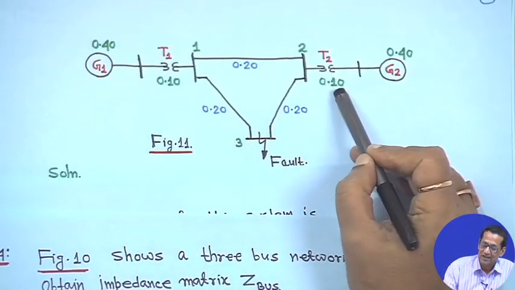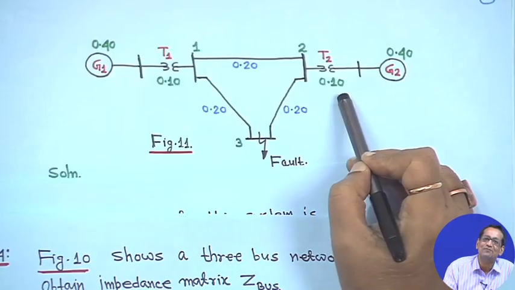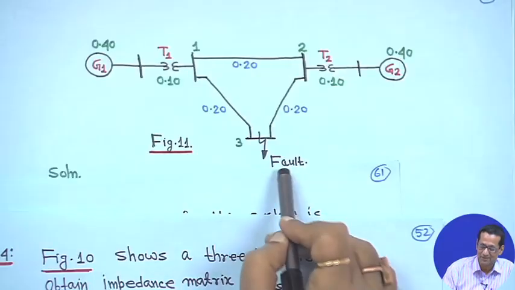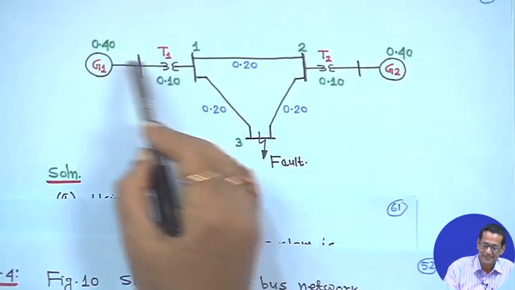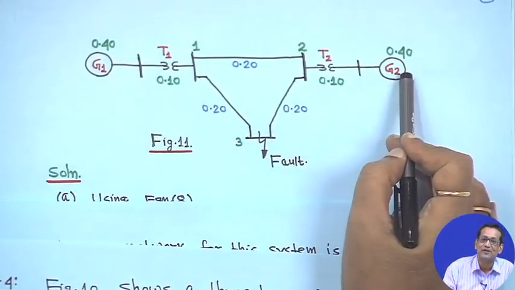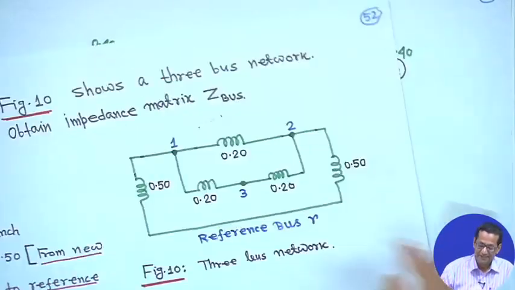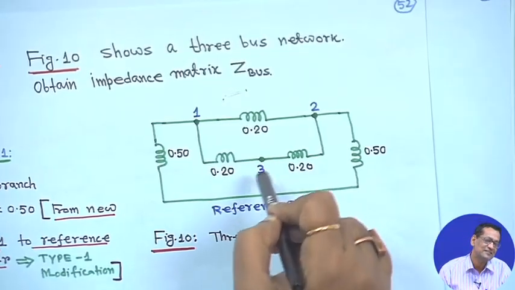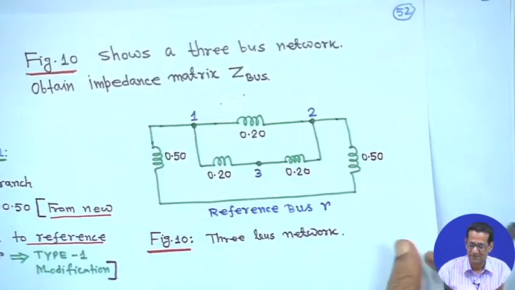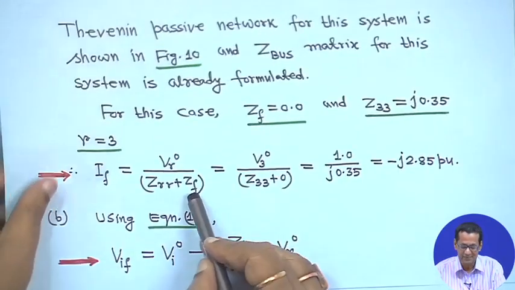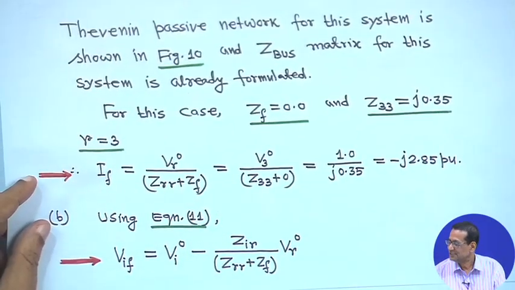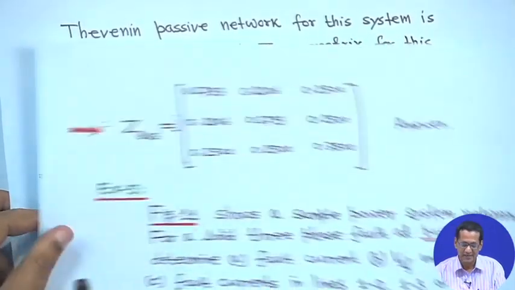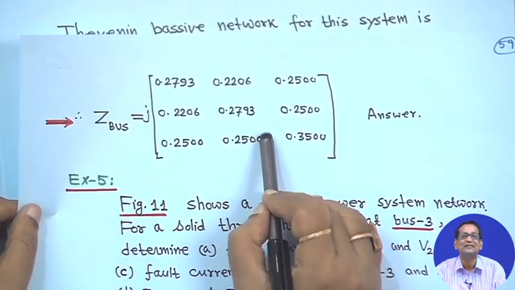So, 0.1 and 0.4 gives 0.5. When the fault has occurred, all the generators and ground are the reference. If you add this to 0.5, ultimately this network is equivalent to this one, and the Z matrix elements will be used. This Z value will be used from this one only, because it is identical.